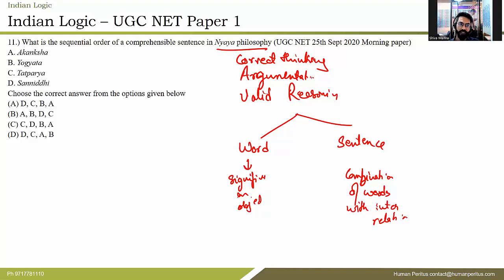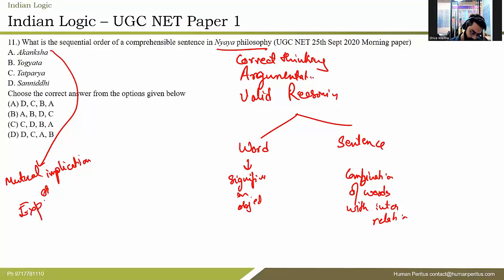The first condition is akanksha. What does akanksha mean? Akanksha means mutual implication or expectancy. What does this mean? It means that in a sentence, the words should be related to each other. They should make sense when you put them all together.